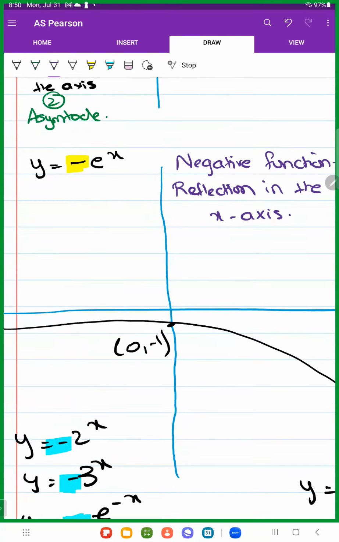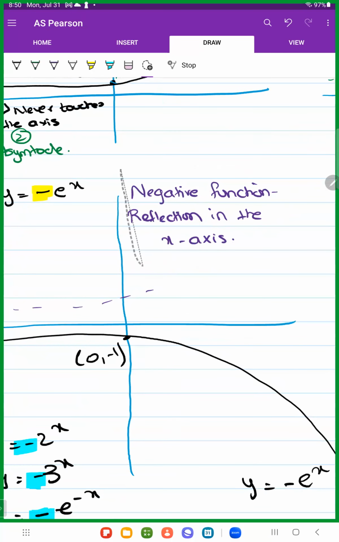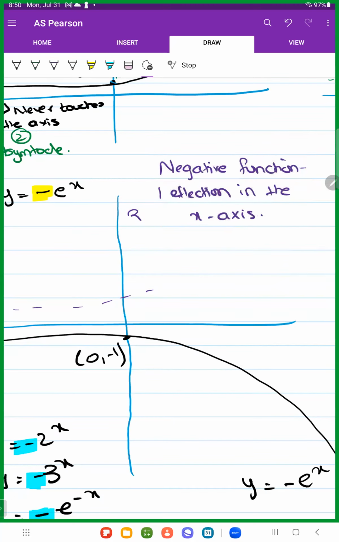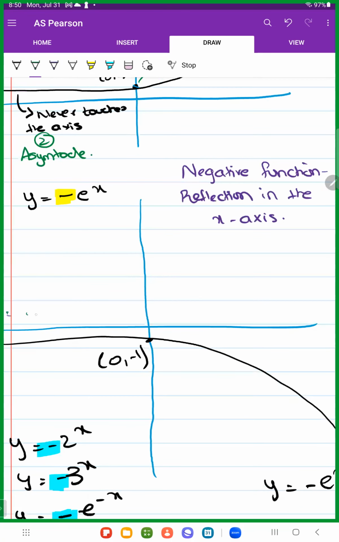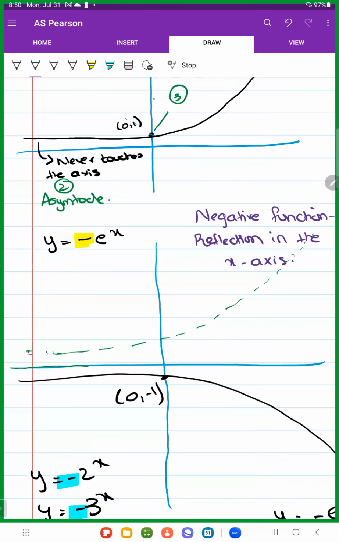What does this mean now? Initially, my curve was like this, where e to the x is like this. Now the basic e to the x curve is negative, so it reflects in the x-axis. So you keep your mirror in the x-axis now. When you keep your mirror in the x-axis, this part reflects over here and this part reflects over here. So where it crosses the y-axis also changes from (0, 1) to (0, -1).